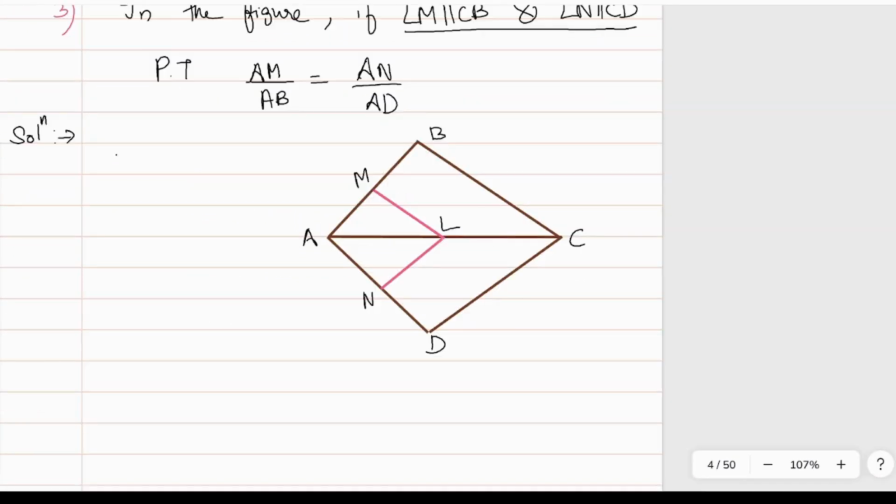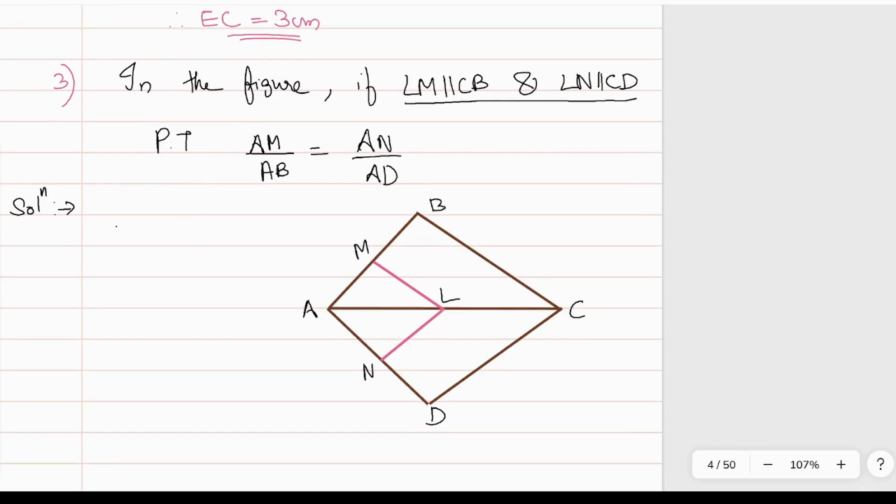Now, let's do the next question. Question number 3. In the figure, if LM is parallel to CB and LN parallel to CD, we have to prove that AM by AB equal to AN by AD. So, whenever you are writing the answer part for a question, we have to first write the given. What is given here?